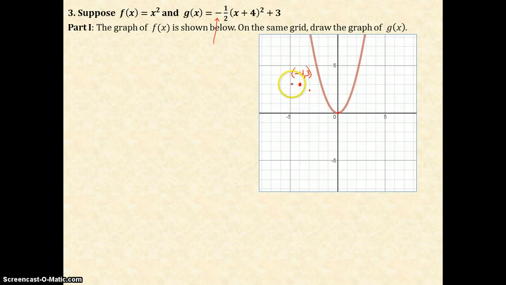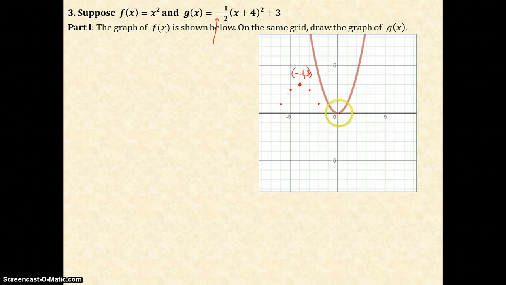So if I go to the left one, I'm going to go down half. Here, if I go over 2, I go up 1, 2, 3, 4. So half of that is 2. So if I go over 2 here, I'm going to go down 2. If I go over 2 here, I'm going to go down 2.